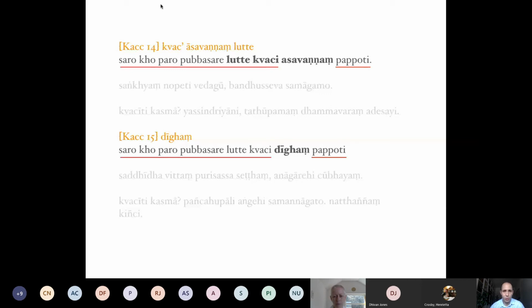In 14, you have saroko, paro, pubbasare, lutte, kochi, asavannam, papoti. So this asavannam, you change it for digam, and you have the full meaning of the rule. In this way, you save a lot of energy. You don't need to say saroko, paro, pubbasare, you just say digam. Kochi, asavannam, lutte, digam. It means also, sometimes instead of becoming asavanna, it becomes long, digam.